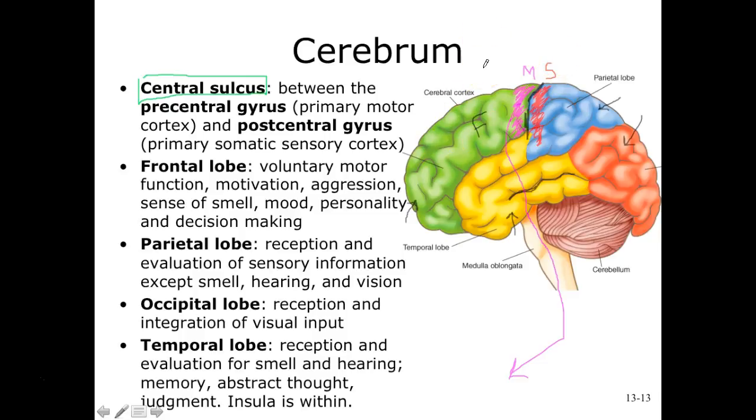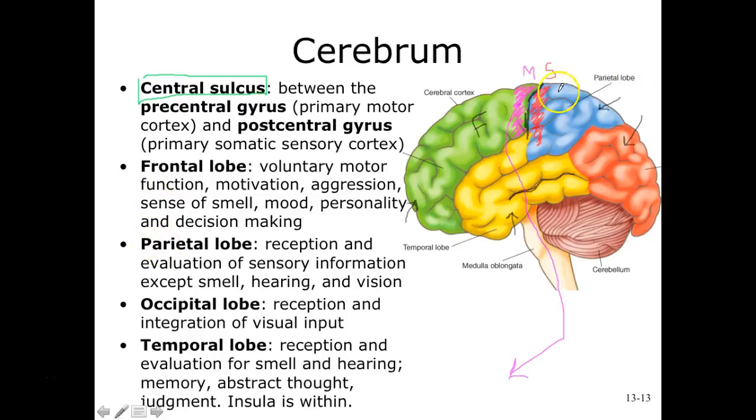Our frontal lobe is highly involved in motor functioning, specifically voluntary motor functioning. So when you want to grab a glass of water, that's a voluntary movement. You're deciding to move your body. It also deals with motivation, aggression, sense of smell, mood, personality, and decision making. Sometimes the prefrontal cortex isn't completely developed as we're moving toward the age of 18. So sometimes we still make some bad choices, bad judgment while this area develops a little bit more.